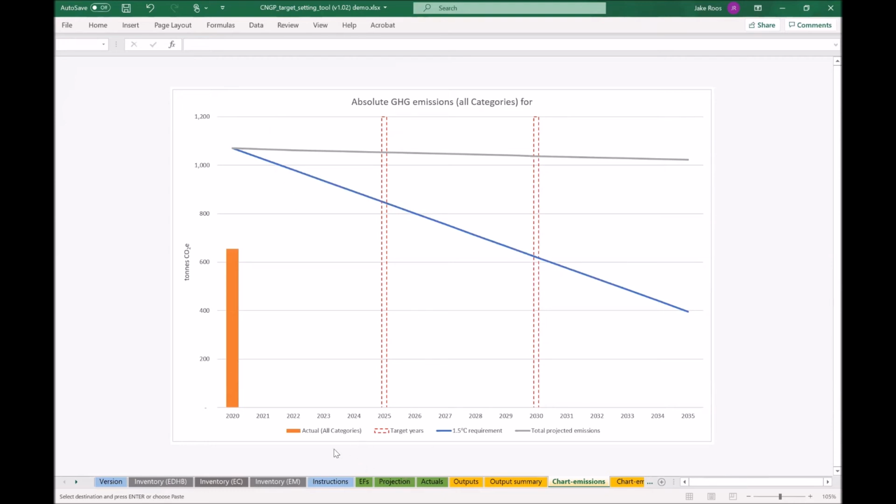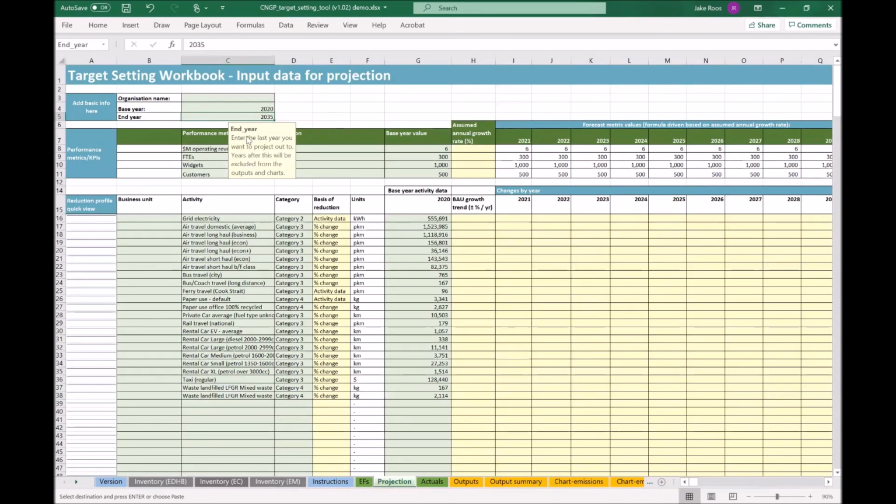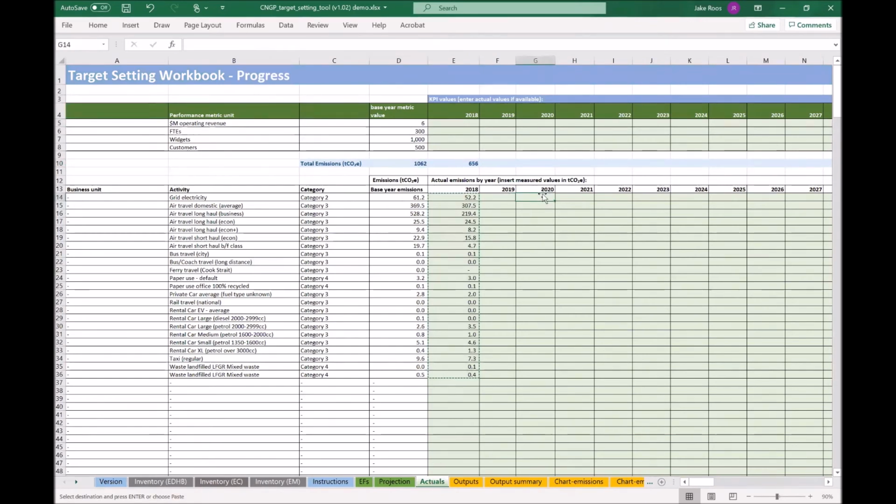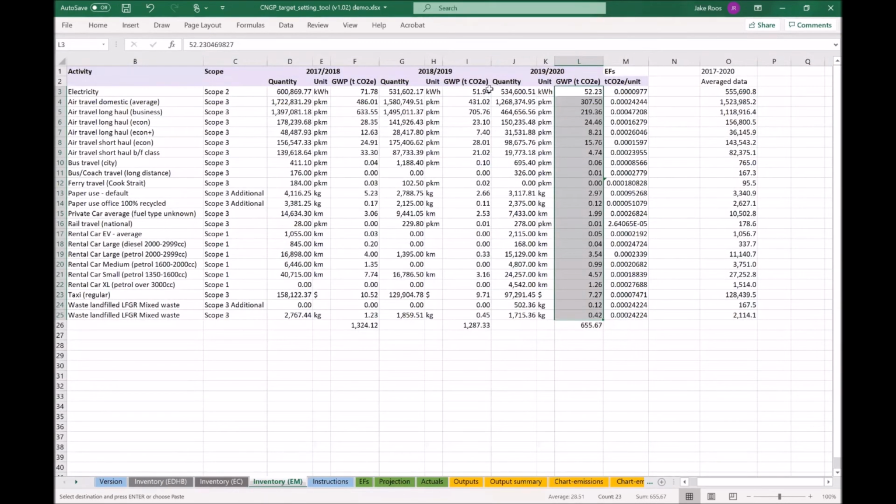If we did the opposite and set the base year to 2018, then went through here to our actuals. Just for argument's sake, if we did choose the first year of the time period to allocate our base year to, then here's 2020 over here. We go get 2019 and 2018 and drop them in.